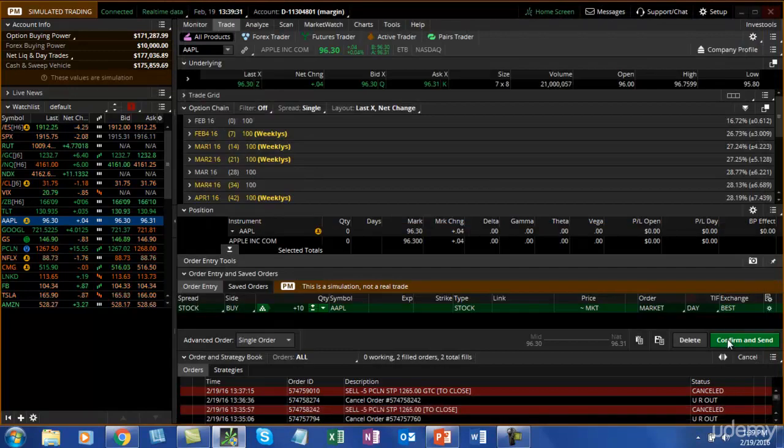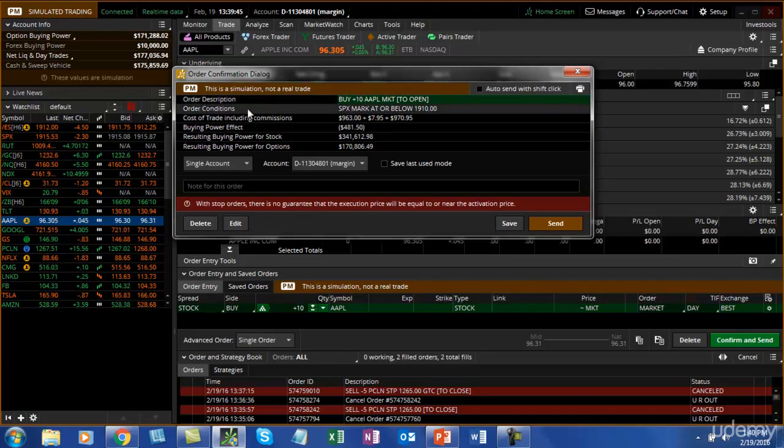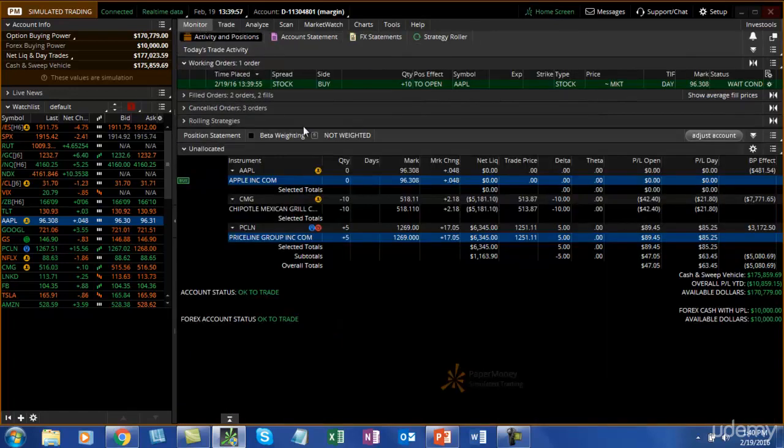And once you do confirm and send, if you look at the order, it'll tell you that you're going to buy 10 shares of Apple at market price. The order condition is that if the SPX mark is at or below 1910. So that's great. It tells you everything. And then when you click send, that order remains in waiting condition. Now, in this case, we put it as a day order. You could also put it as a good till cancel order, and it'll remain open overnight, and it'll be open for tomorrow as well.